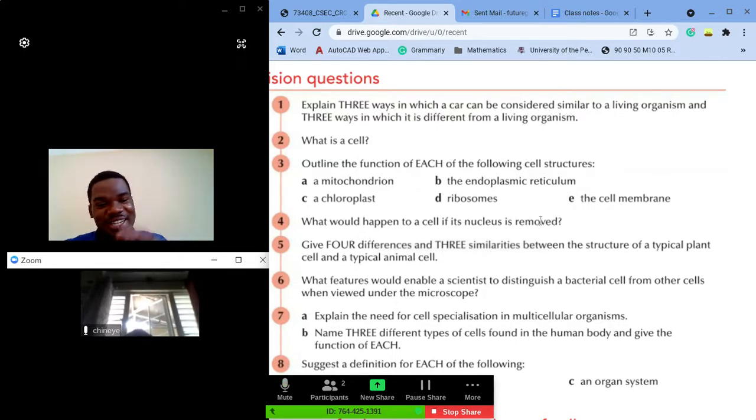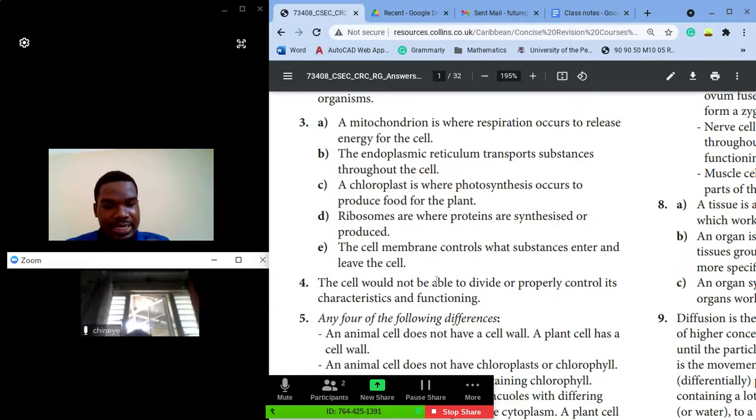But basically, if your brain was removed, or if your nucleus was removed, right? You would not know what to do. The cell would not be able to do its function. And what is the cell's function? To divide itself and multiply, and to grow, yeah. So if your brain was removed, you could not do your function, which is to learn in HSB class. So it's the same idea, all right? It would not be able to complete its function.